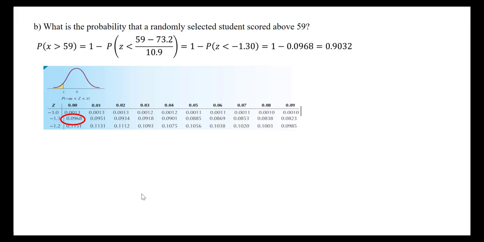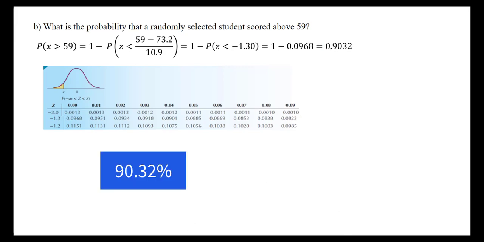Then we subtract that from 1 and it will give us the area above, which is going to translate to what we need. So in answer to that question, the probability the student will score above 59 will be 0.9032. We can also express this as a percentage by multiplying by 100.